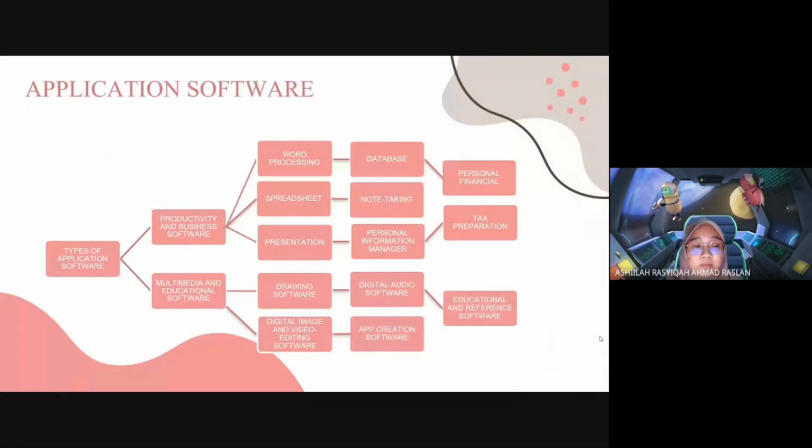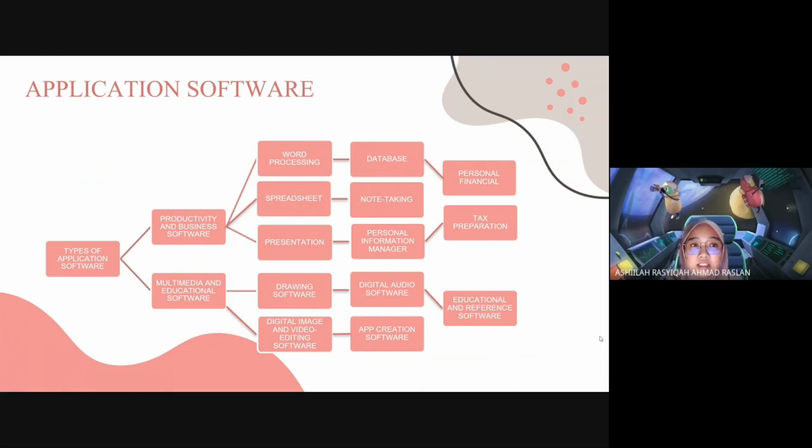Here are the types of application software. There are two types: productivity and business software, and multimedia and educational software. The first type includes word processing, spreadsheet, presentation, database, note-taking, personal information manager, and personal financial and tax preparation. Multimedia and educational software includes drawing software, digital image and video editing software, digital audio software, app creation software, and educational and reference software.